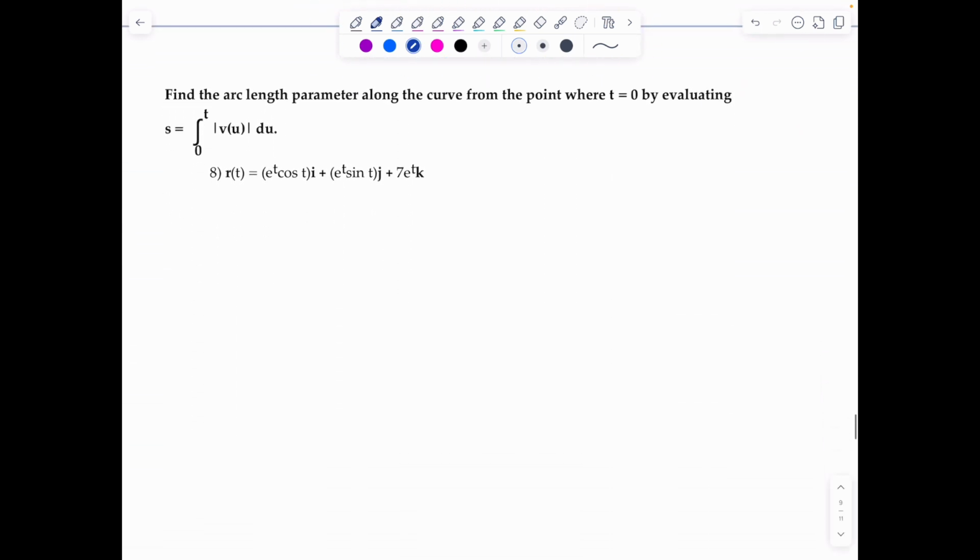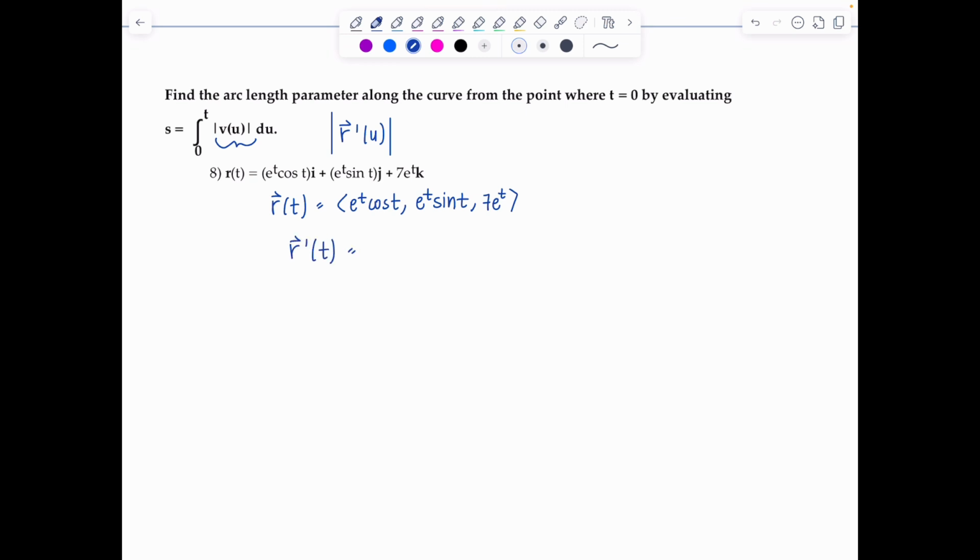Moving on, only two more. Find the arc length parameter along the curve from the point where t equals 0 by evaluating, and I know I gave them the formula. They should know it without me having to give it, but I took mercy on them. Okay, so here's r of t. If you want to rewrite it in component form, maybe that's helpful. So r of t equals e to the t cosine t, e to the t sine t, and 7e to the t. So remember, the magnitude of v of u is the same as the magnitude of r prime of u. So we need to take r prime, clean it up, find its magnitude, and then set up our integral. I would do all that first.